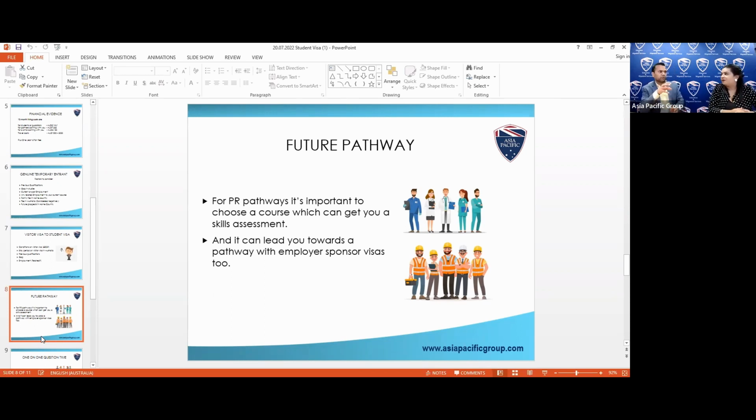Because some occupations are in demand in South Australia, but they are not required in Victoria. Some courses and occupations are highly in demand in Western Australia, but South Australia and Victoria will not invite.